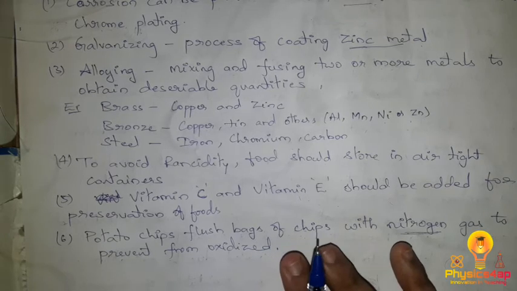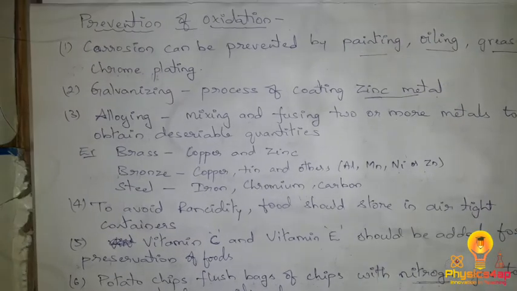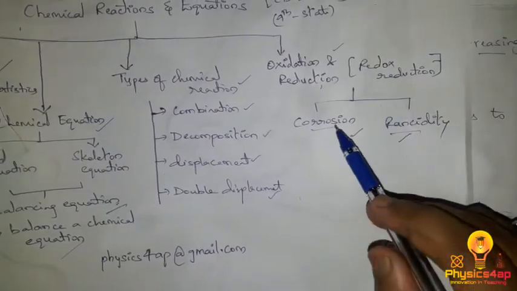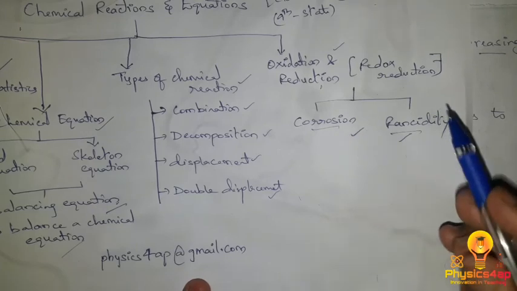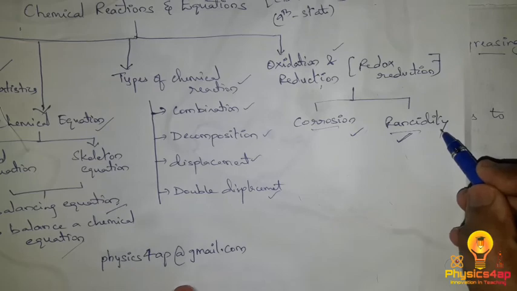So till now, we have completed the chapter. We have discussed oxidation and reduction, redox reactions, corrosion and its prevention methods, and rancidity and its prevention methods.